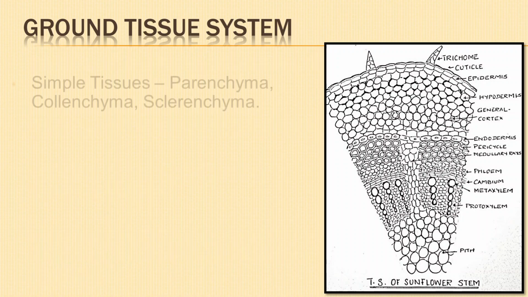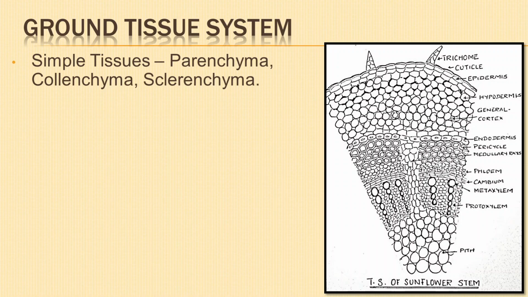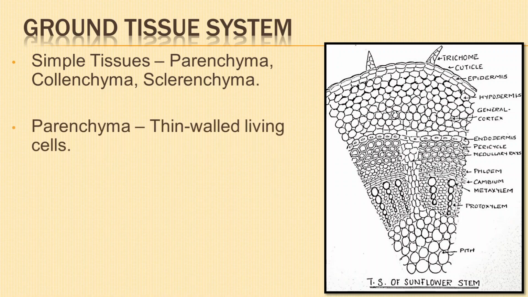The different simple tissues are parenchyma, collenchyma, and sclerenchyma, of which parenchyma is the most abundant. The parenchyma cells are thin-walled, living cells, mainly present in the cortex, pericycle, pith, and medullary rays in primary stem and root.